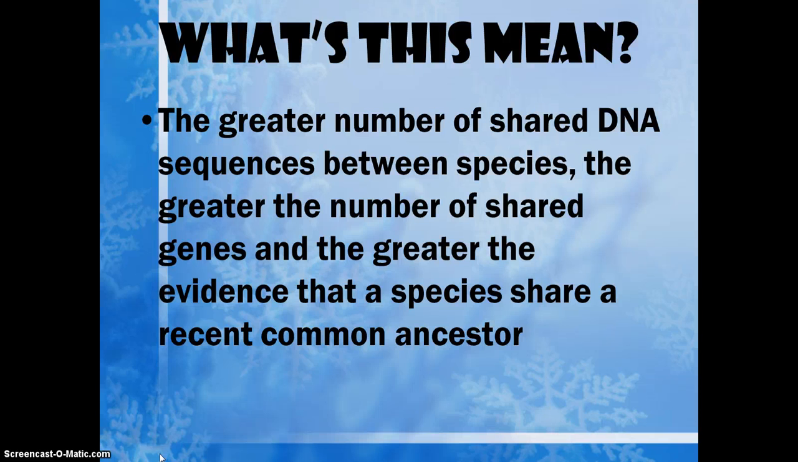So, what's all this stuff mean? The greater the number of shared DNA sequences between species, the greater the number of shared genes, and the greater the evidence that species share some kind of common ancestor. And thus we can categorize or figure out where new and different species developed.